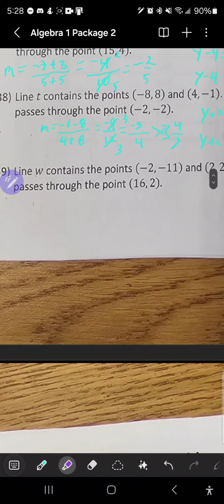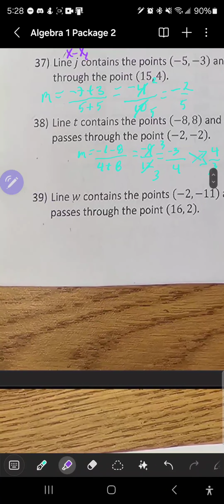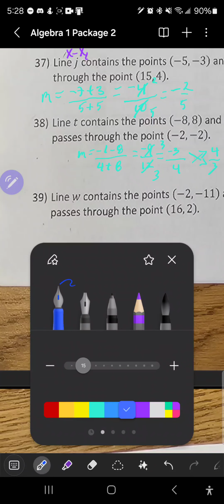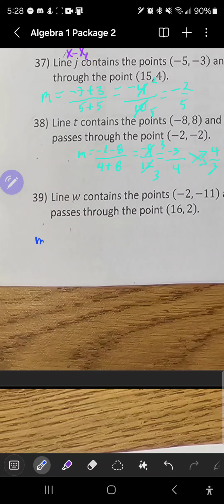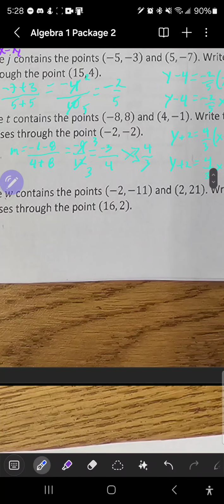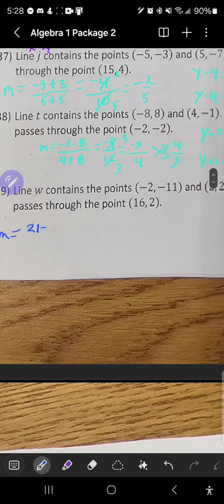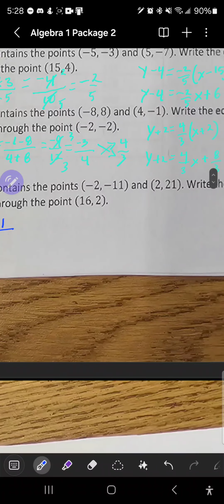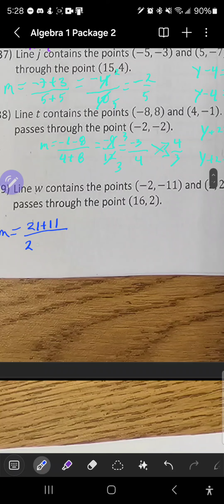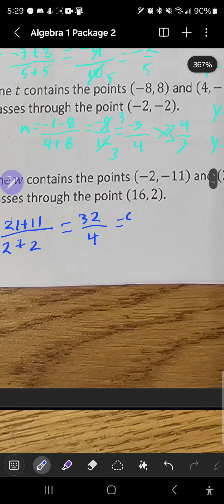Very good. We got 2 points. We got the other point. We're perfect. So we use our equation. I'm going to change color. Maybe it's better to say it this way. Okay, and we get that m equals 21 minus negative, so plus 11, over 2 minus negative, so plus 2. 21 plus 11 is 32. 2 plus 2 is 4. And then 32 divided by 4 is equal to 8. This is our normal slope.